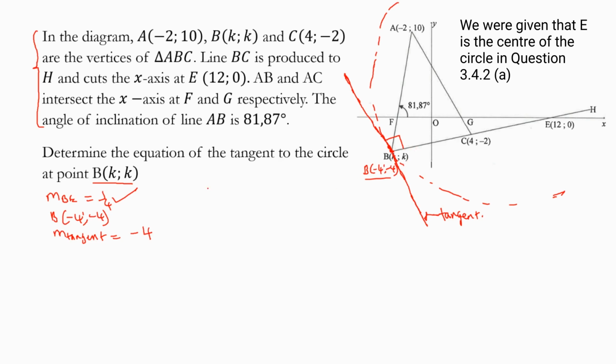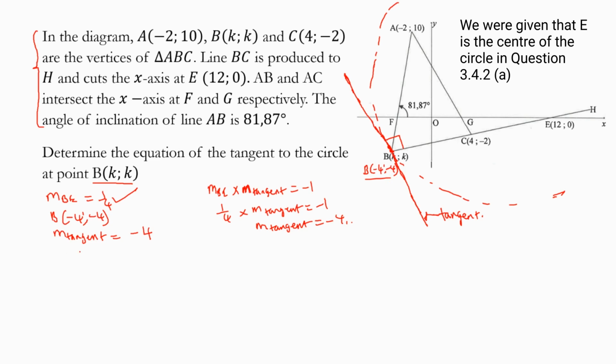Or you can say m_BE, which is the radius, times m tangent, small letter m here, tangent, is equal to negative 1. Okay, then 1 over 4 times m tangent is equal to negative 1. Then we multiply by 4 on both sides of the equation. We get that the m tangent is equal to negative 4. Okay, right. So now we have the gradient of the tangent.